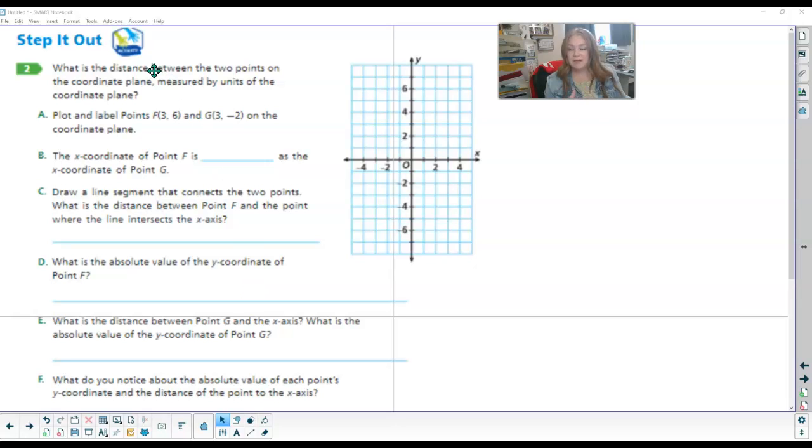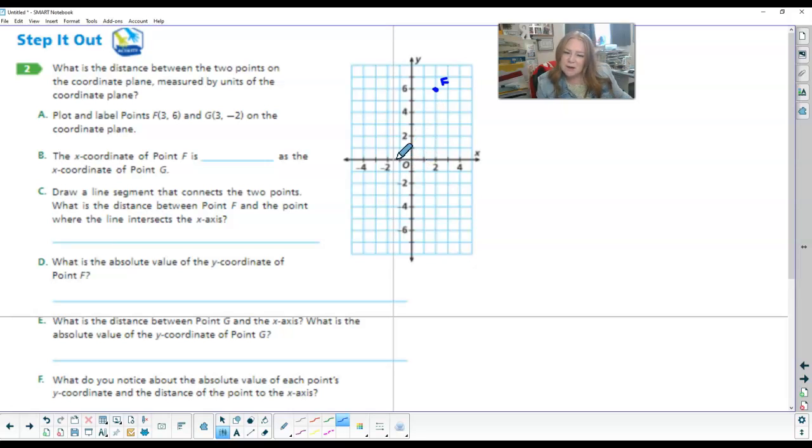All right, for 11.3, task 2, we are going to be finding the distance between 2 points on a coordinate plane measured by units of the coordinate plane. So we're going to plot and label F as (3, 6). So we're going to go over 3 and up 6. I'm actually going to grab my blue marker here. So here is F. Remember, it goes right on that intersection there, unless it is halfway between.